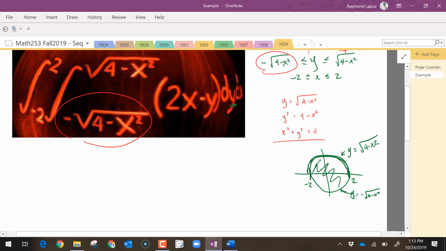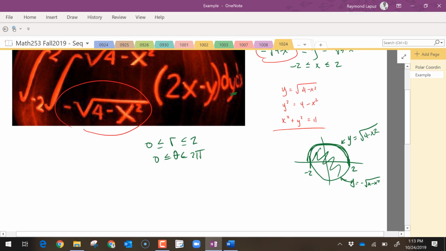So being that your region is a circle, you probably want to go into polar coordinates. All you have to do now is describe this region, which happens to be a circle, in polar coordinates. So what's my circle going to be in polar coordinates? R goes from what to what? 0 to the radius 2, and theta goes from 0 to pi. And that's it. You're almost done. Just have to write the rest of your integral accordingly.